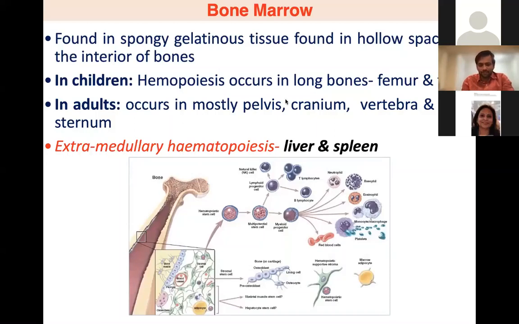cell types. So you can see the bone marrow, and here we have different cell types, that is stromal cells, blood vessels, bone matrix, and how the hematopoietic stem cell differentiates into the different cell types I will be discussing later. So let's move towards the next slide.